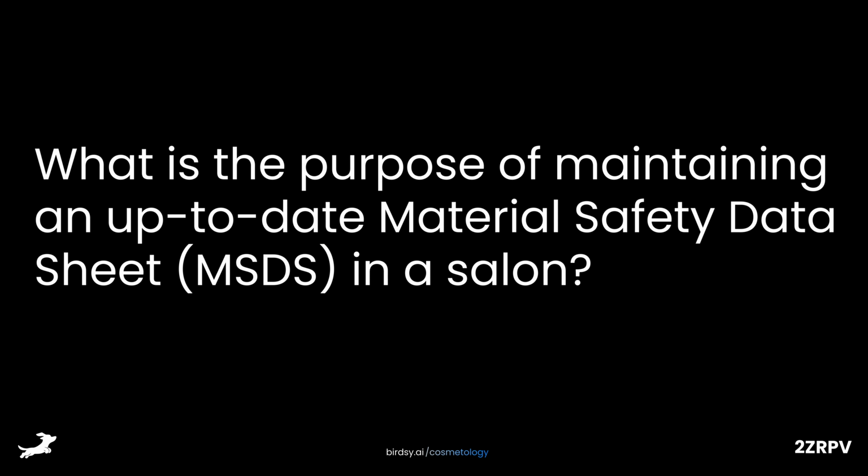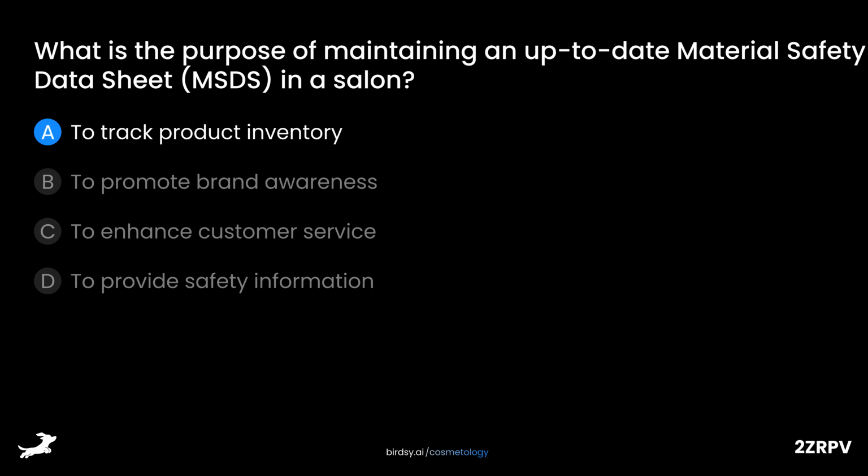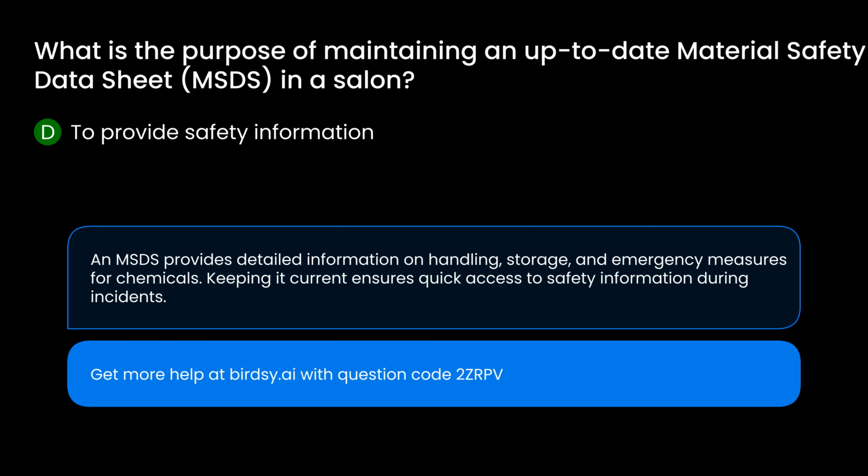What is the purpose of maintaining an up-to-date material safety data sheet in a salon? Is it A, to track product inventory, B, to promote brand awareness, C, to enhance customer service, or D, to provide safety information? The answer is D, to provide safety information. An MSDS provides detailed information on handling, storage, and emergency measures for chemicals. Keeping it current ensures quick access to safety information during incidents.